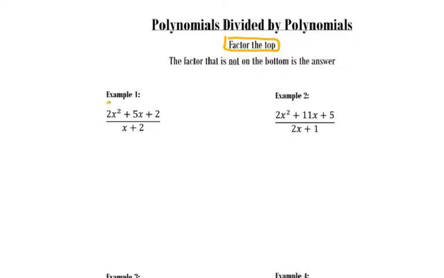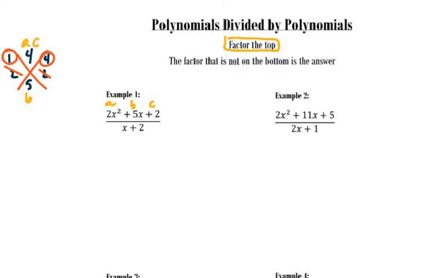So what that means, the top is a trinomial. So we have an A, a B, and a C. So as always, draw your X. A times C is the top, B is the bottom. 2 times 2 is the number 4. B number is a 5. What makes 4? 1 times 4, 2 times 2. Which of these factors would add to make 5? 1 and 4 would add to make that 5.